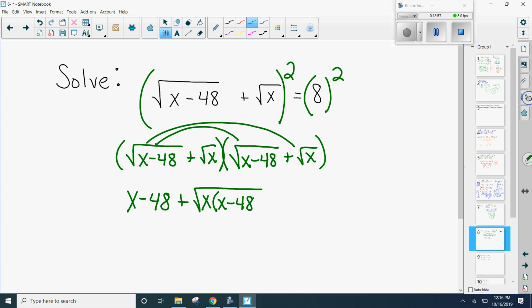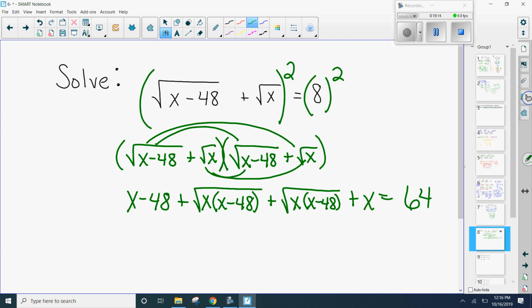You get something ugly like that. Then you multiply the inner together and you're going to get that same ugly thing again. And you multiply the last together and you get plus x. 8 squared is 64. Did that get you any place? Well, you can group these two together. You could work with some of that stuff.